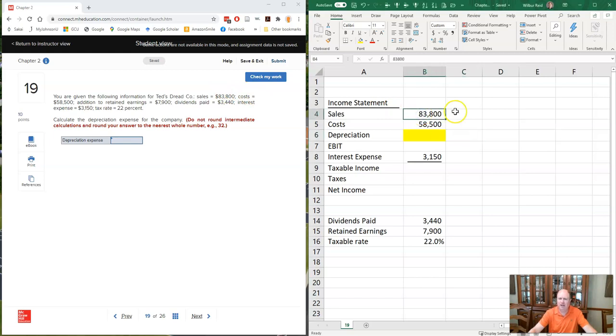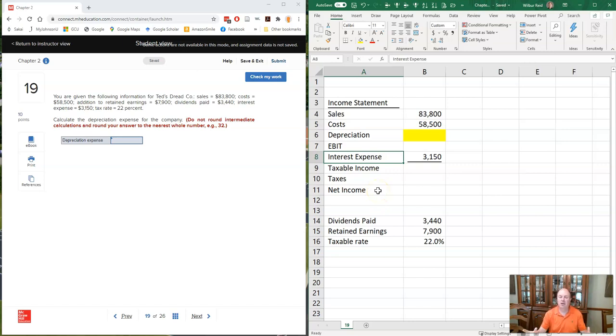The first thing I do is put in the givens. So what I filled in so far are the givens. They tell me that the sales are 83.8, the costs are 58.5. The question is, what's the depreciation? That's the unknown. Then we get to earnings before interest and taxes, or EBIT, and we don't know that yet. We know interest expense is 31.50. We don't know what taxable income is or net income, so we will get to all of those.